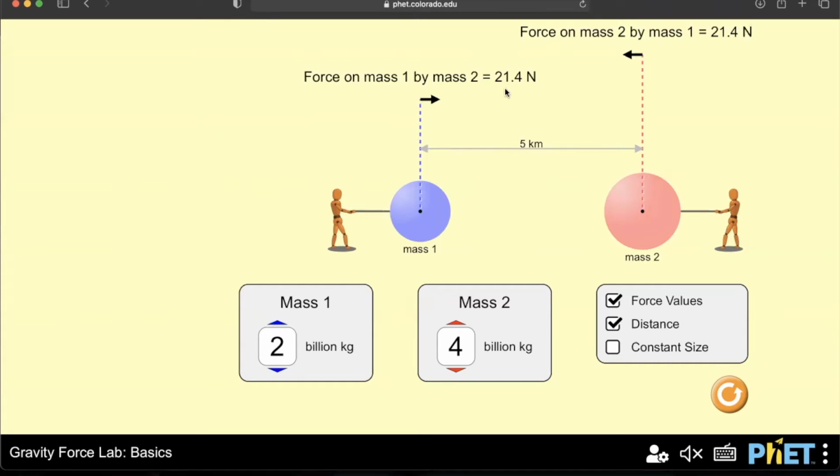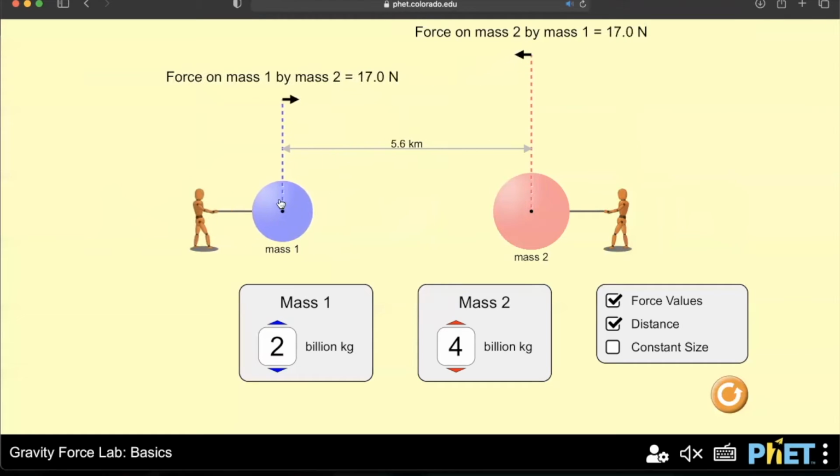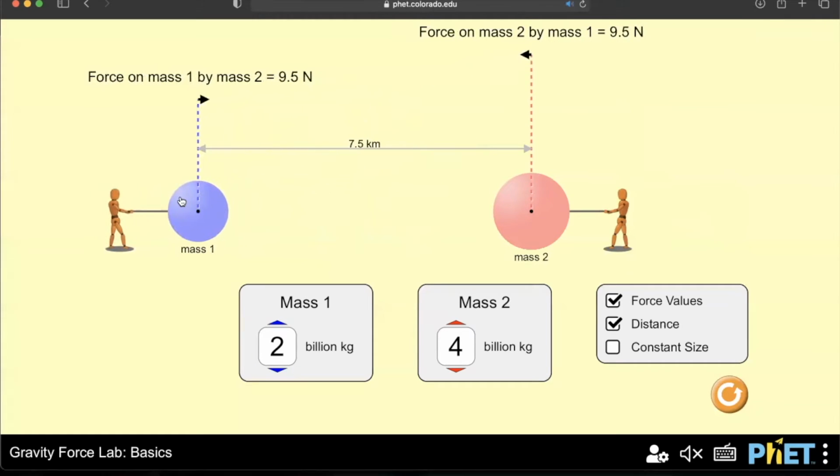All right, so now what if we halve the distance again to 2.5? Right now the force is 21.4 newtons, and it turns to 85.4. So it was multiplied by 4 again. What would happen if we triple the distance to 7.5? Right now the force is 85.4, and it turns into 9.5. So it was divided by 9.